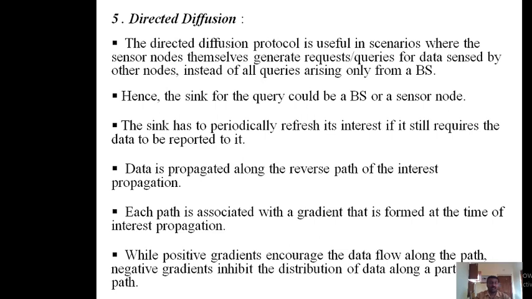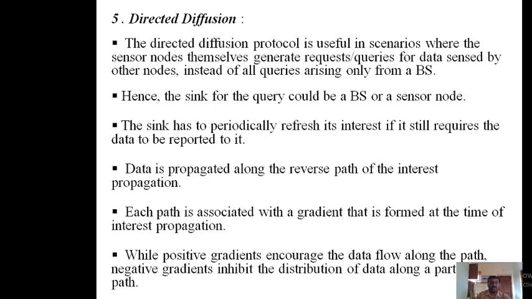That means the directed diffusion protocol is used so that any sensor node can generate requests or queries for data sensed by the other nodes. Not only the base station, anybody can generate the queries and others can accept them. The data is transferred along the reverse path of interest propagation. So this is the concept of directed diffusion.